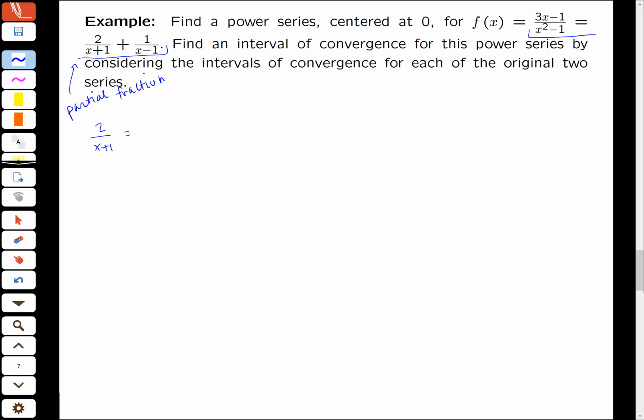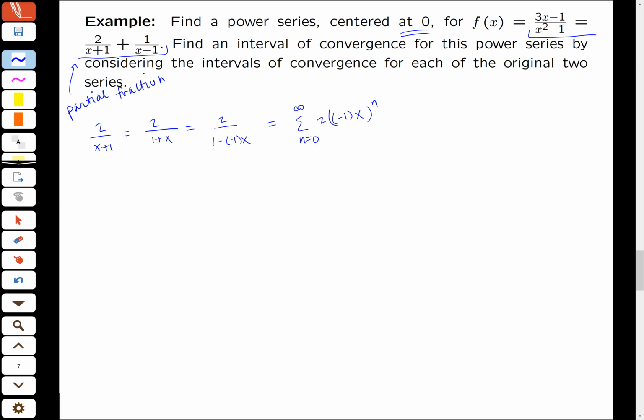What is our first step? Put x second, right? 1 plus x. C is 0, so I don't have to plug in for c. So this is 2 over 1 minus 1 times x. So our power series for this is going to be 2 times minus 1 times x to the n, n equals 0 to infinity. That's our power series.